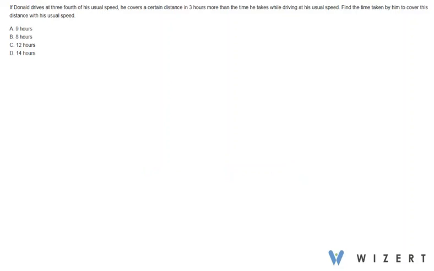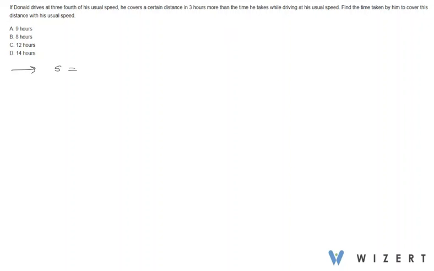We have this question here. If Donald drives at 3/4 of his usual speed, he covers a certain distance in 3 hours more than the time he takes while driving at his usual speed. Find the time taken by him to cover this distance with his usual speed.